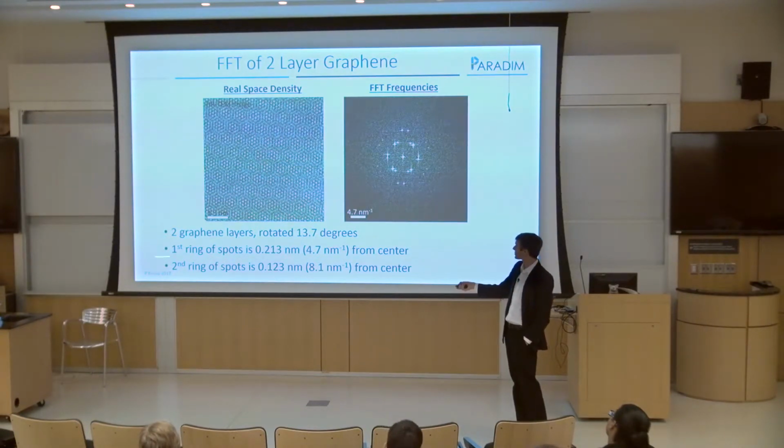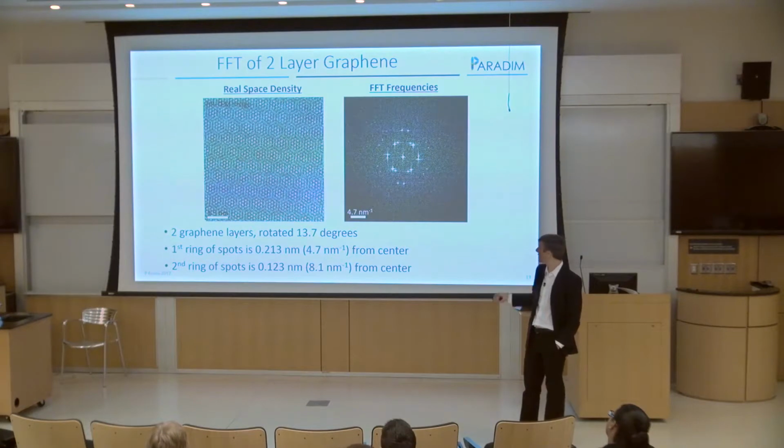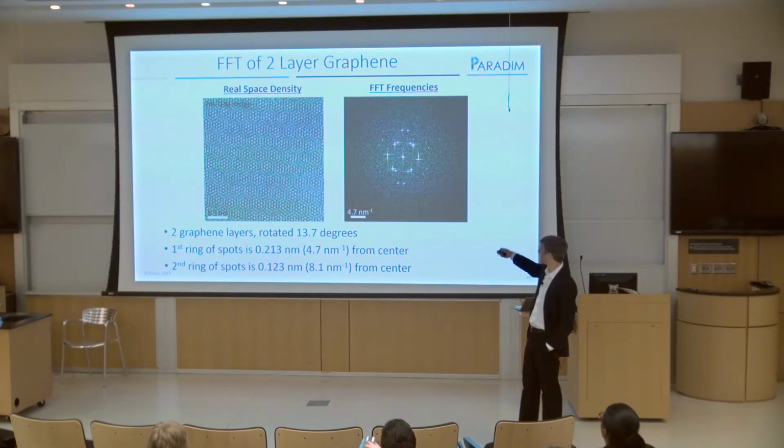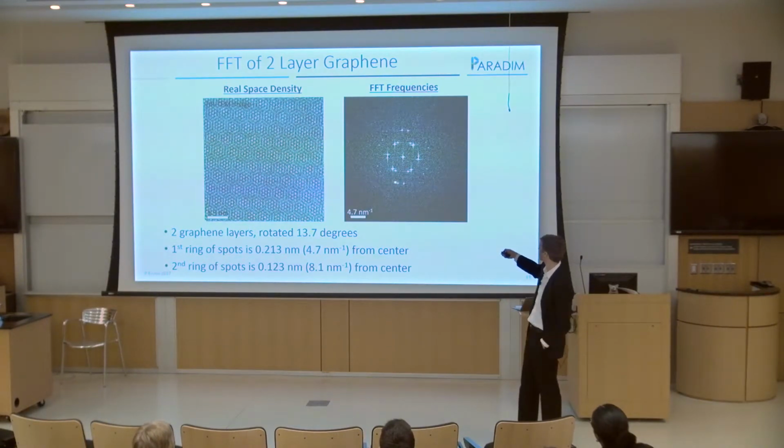Okay? So this first ring of spots in the center here is equivalent to the 0.213 nanometer spacing, which is 4.7 inverse nanometers from this center spot. Then the second ring of spots is the distance between the carbon atoms, like that 6-sided ring, that pattern over and over. And the one further out is the 0.123 nanometer spacing, the distance between each carbon atom. Okay? And so just from this, we can figure out that this is graphene.